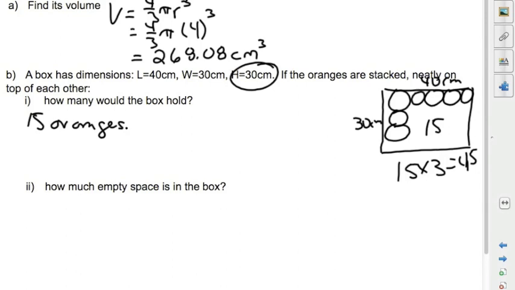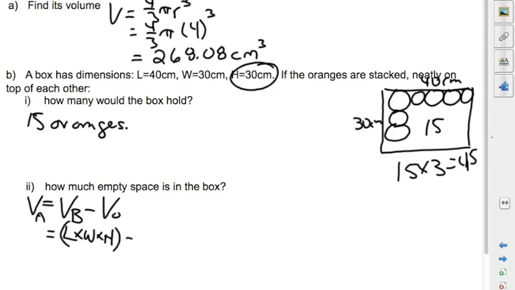So really, how much space is in the box is equal to the volume of the box minus the volume of our oranges. Right? That's how much space is in our box, so to speak. So I call it the volume of air. Well, what's the volume of the box? What's your equation for the volume of the box? What's the volume of oranges?